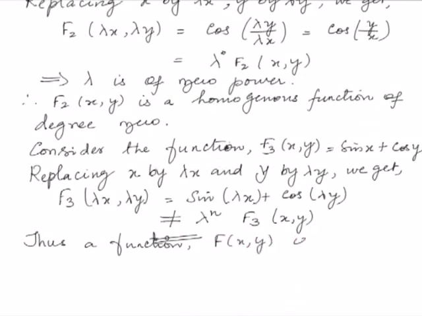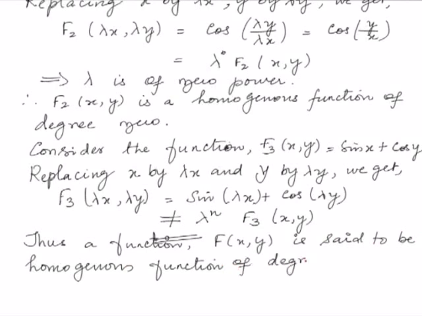So, what can we conclude? Thus, a function f of x comma y is said to be a homogeneous function of degree n if f of lambda x comma lambda y is equal to lambda power n times f of x, y, provided lambda is not equal to 0.